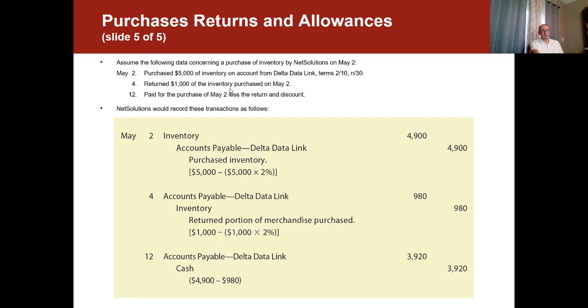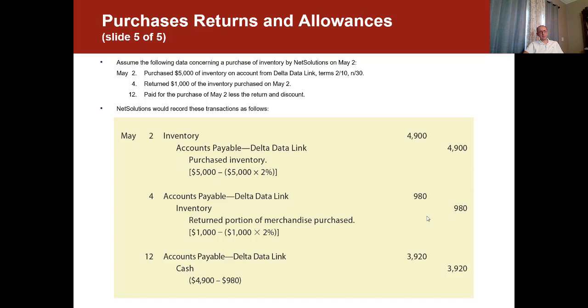Then we return the $1,000 of inventory purchased on May 2nd. Keep in mind that we're returning $1,000 value, but we actually have a 2% discount. So we also need to take 2% of the $1,000 to reduce the amount of inventory and accounts payable. So you can see here, this is the opposite of what we had on May 2nd. On May 4th, we debit accounts payable and credit inventory. But not for the $1,000, it's $1,000 minus the $20, and that would make it $980.